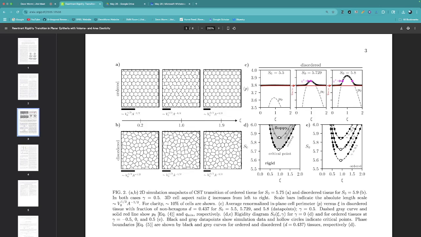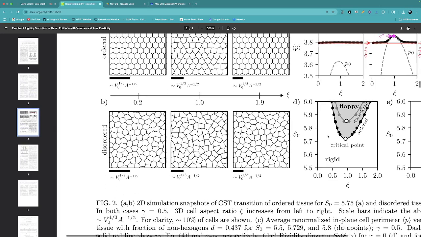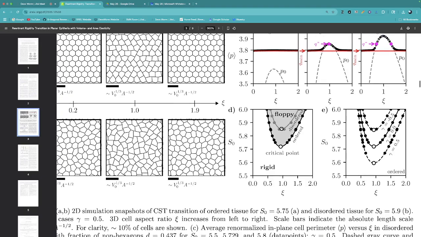Okay. And then this just shows some other aspects of the phase space. So I guess this is the important figure 2D, the important thing to point out, which is that there's this floppy phase, this rigid phase, and then this critical point, and then this boundary between order and disorder.